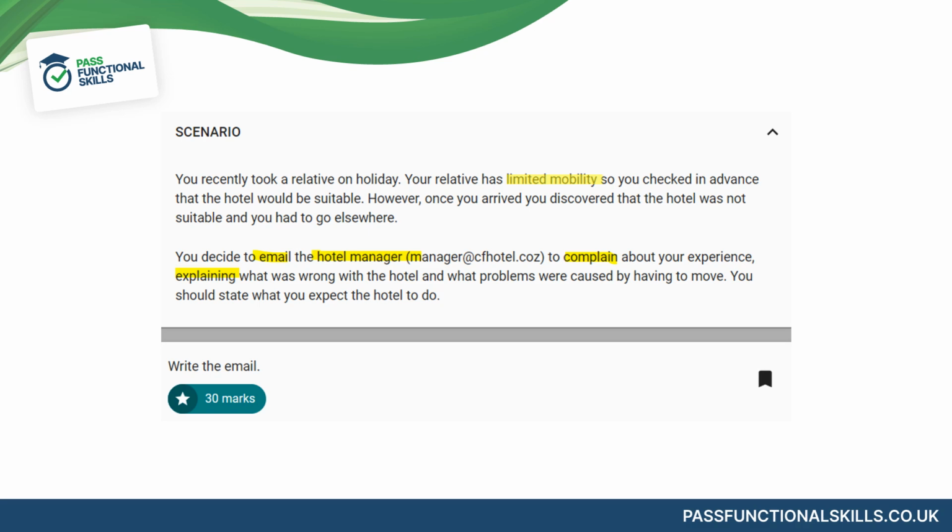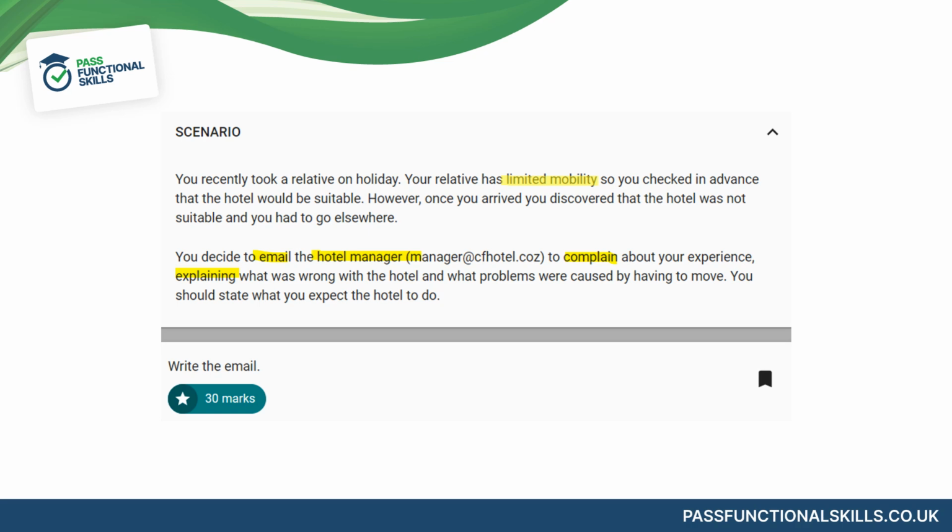So when you're not sure what a phrase means, it can be helpful to break down the 2 words. So limited means to have not much of something. Mobility refers to being mobile. So if we're mobile, it means that we can move around easily. So if someone has limited mobility, it just means that they can't move around very easily.